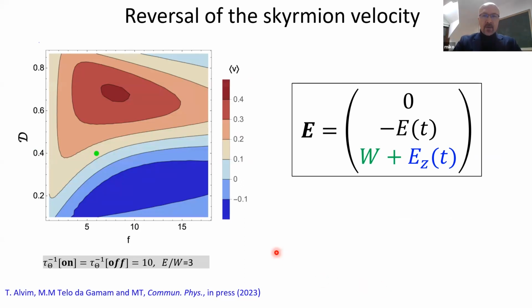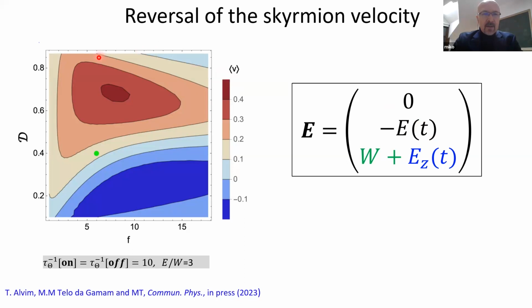For instance, in order to observe reversal, we need to change our driving protocol. So this is a driving protocol, an electric field pointing in the negative y direction. We have our effective anchoring, but we must add an extra electric field in the z direction, which is time dependent and in antiphase with the y component. This is needed for the reversal of the skyrmion motion.